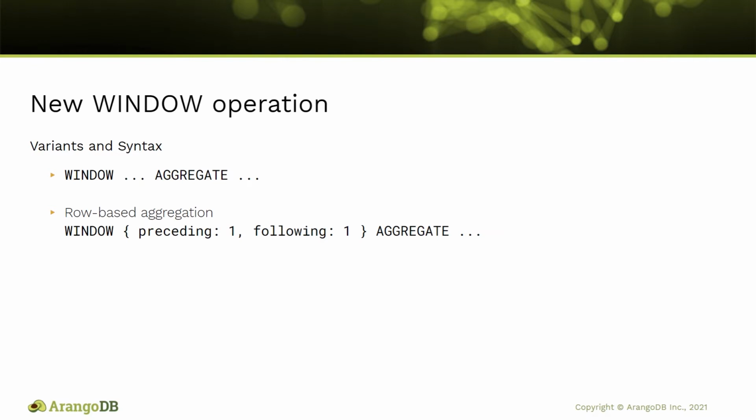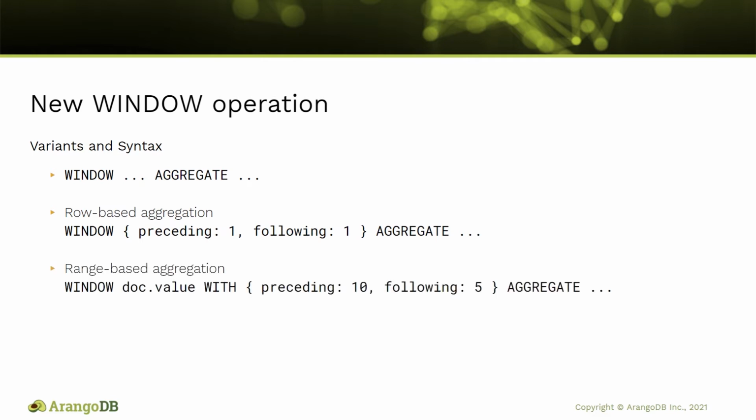After the window keyword, there's an object with two attributes, preceding and following. They let you specify how many adjacent documents you want to look at and aggregate at a time. If we picture the data in a collection as a table, then they are the rows before and after the current document. The second type is range-based aggregation.